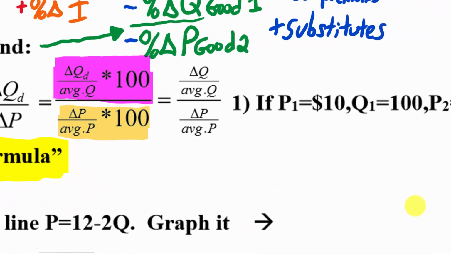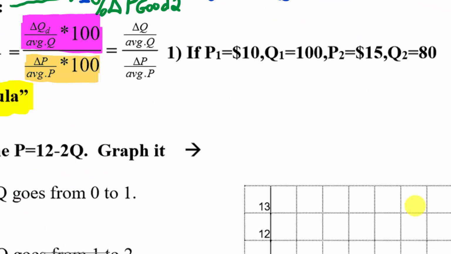All right, so let's look at an example here. So we just want to calculate two percentage changes and then do the ratio just like we did before. Here we have two prices. The price was $10. The price is now $15. Let's calculate the percentage change in price first. So percent change in price equals.